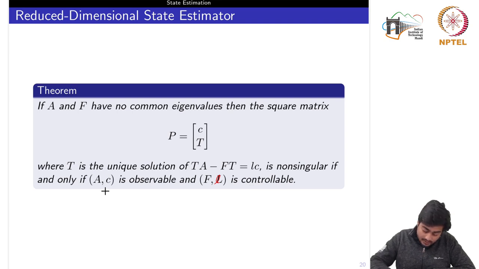So we need the observability of the pair A comma C, which we have already ensured, and which is basically the primary condition for the existence of the observer. Second, the pair F comma L should also be controllable. If both these conditions are satisfied, then whatever P matrix we have obtained would always be non-singular, because this is an if and only if condition.